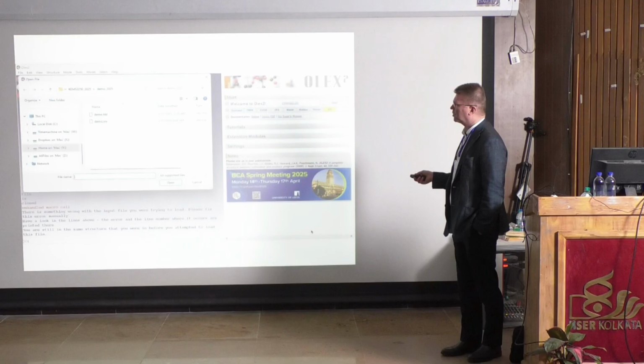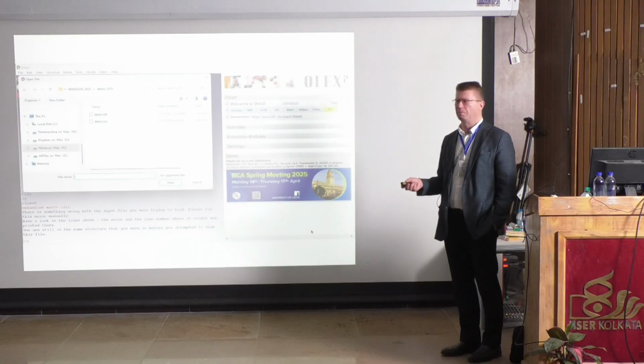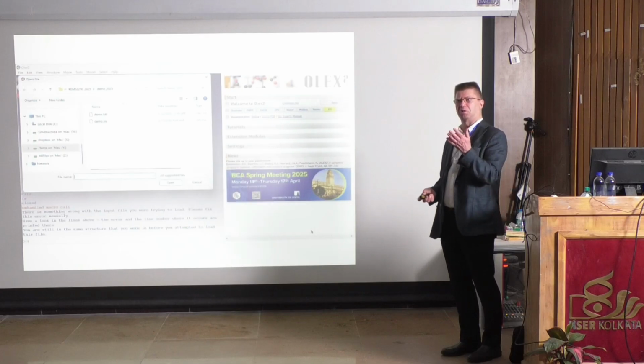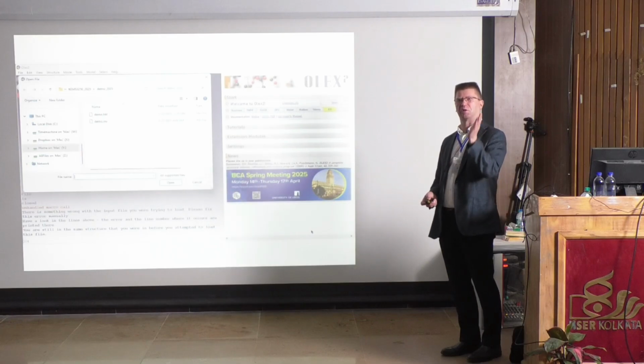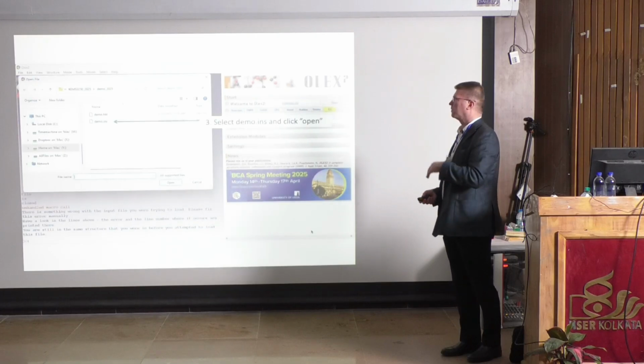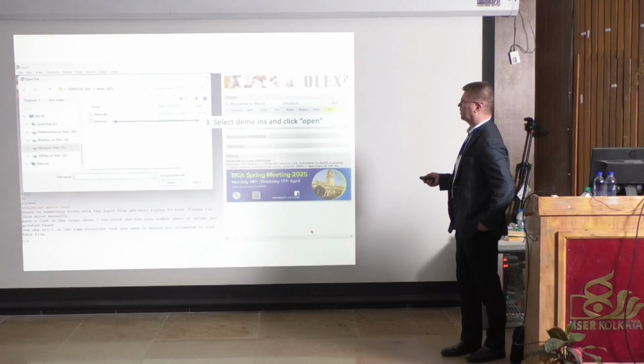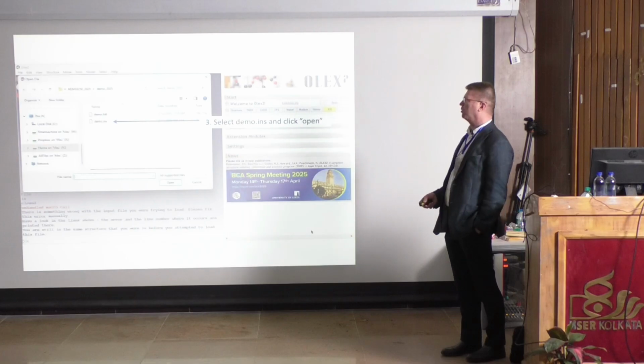And then the HKL here is the data file. Now, remember, what is the HKL? HKL is the Miller index, the name for each lattice plane. So this contains information on each of these planes. And there can be thousands of these. It's just a number. And now, we go in here, select the demo and click open.